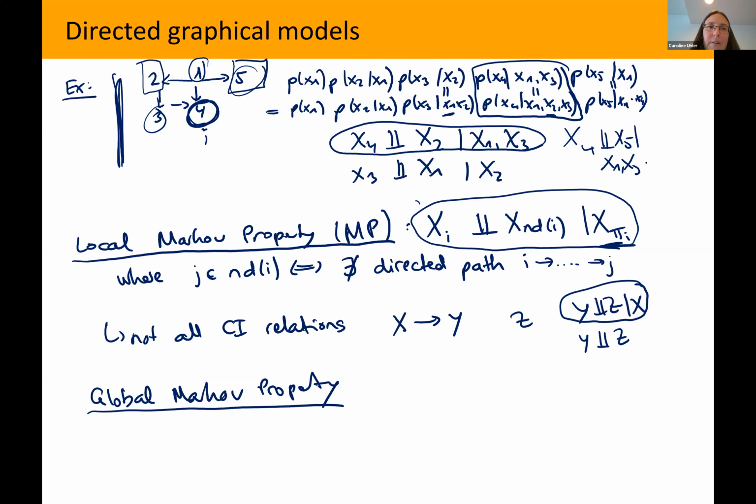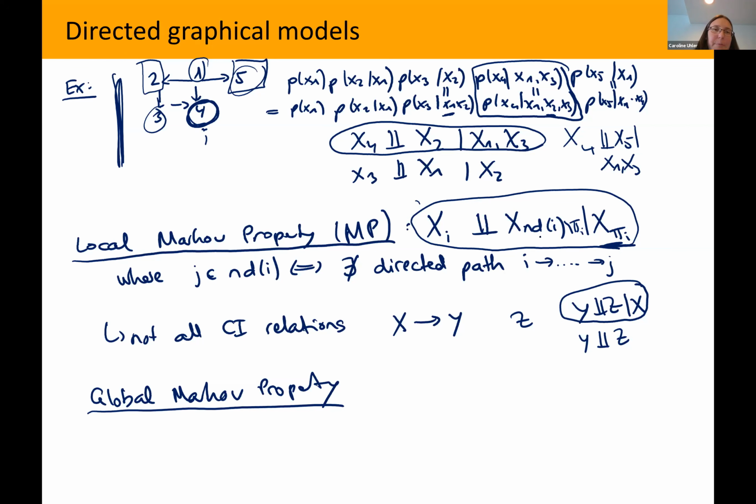Does this make sense? So x2 is a non-descendant, right? Because it doesn't come below x4. I see. And x3 is a non-descendant as well? Oh, okay. I know what you mean. The pi i is missing. So it's always independent of the non-descendants.